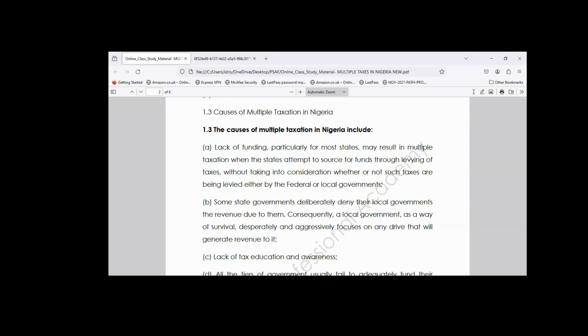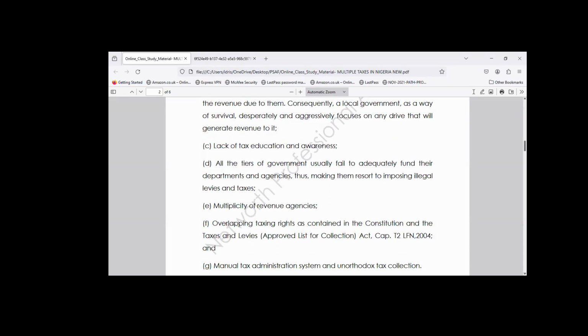Another cause of multiple taxes is multiplicity of revenue agencies. We have several revenue collection agencies, even at the federal level. Most of these revenue collection agencies have to look for a way of generating revenue. They will be given targets. FIRS is a revenue collection agency. Nigeria Customs is a revenue collection agency. NIMASA is a revenue collection agency. FAN is a revenue collection agency. So all these revenue collection agencies, because they are multiple, it can result in multiple taxes.